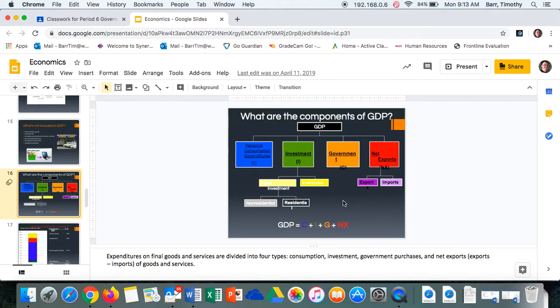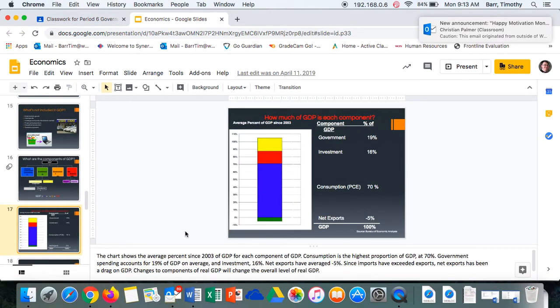Components of GDP, here it is one more time just to give you a good idea of the formula. So how much of GDP is each component? You'll see consumption 70%, investment 16%, government spending 19%, and next net exports are negative 5%. Because, guys, we import a lot more than we export.